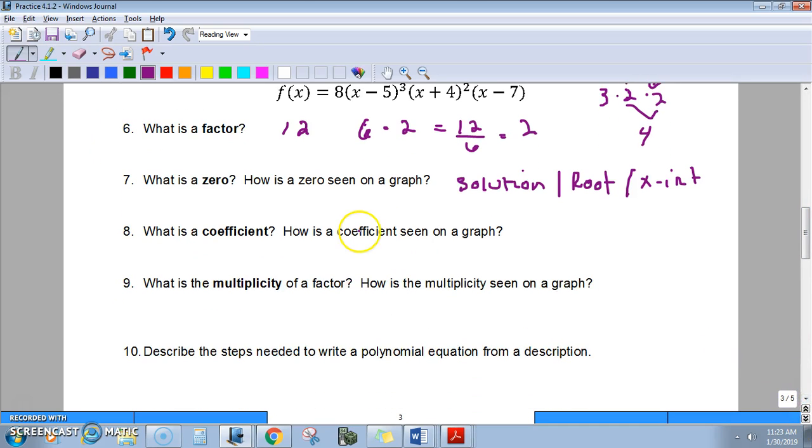What is a coefficient? How is a coefficient seen on a graph? So a coefficient is just a number that you are multiplying by a variable, right? For 4x, 4 is the coefficient, not x. 3z, 3 is the coefficient there. You could even have 1/4 t, 1/4 is the coefficient there. How is it seen on a graph?